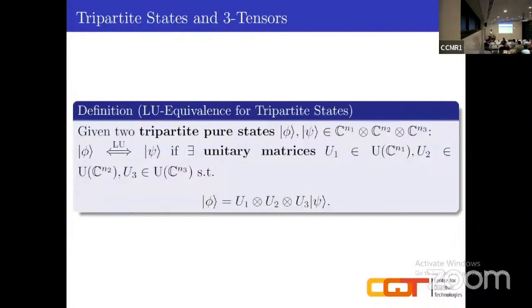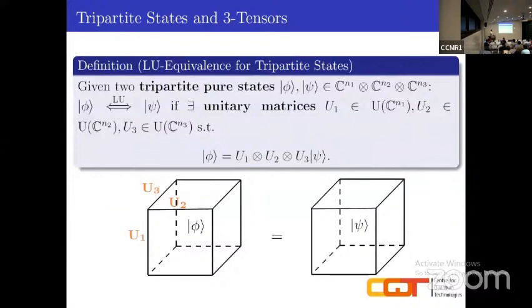Now we want to prove the reduction from algebra isomorphism to tripartite LU equivalence. So let's recall the definition of LU equivalence. It's like that. And you can actually think of phi and psi as two three tensors. And these U1, U2, and U3 will act on the three directions of this three tensor. It will send phi to psi.